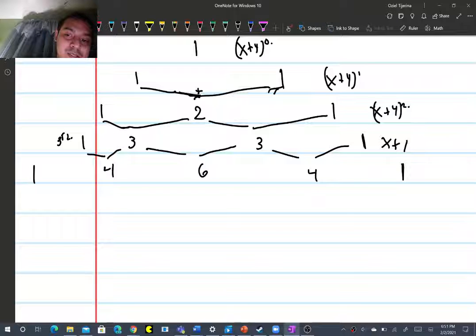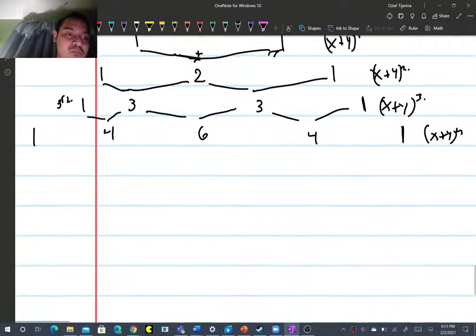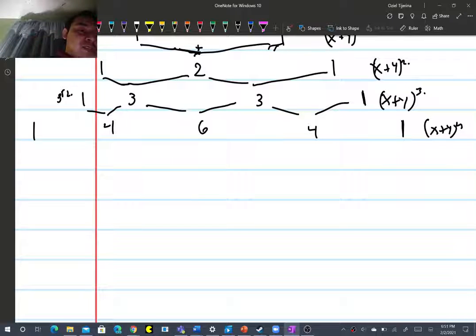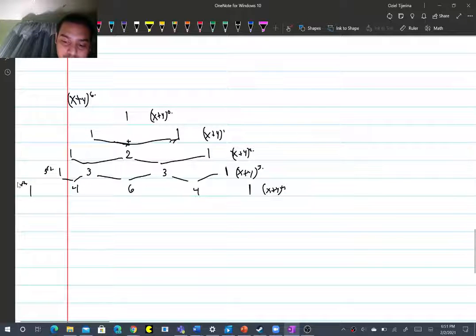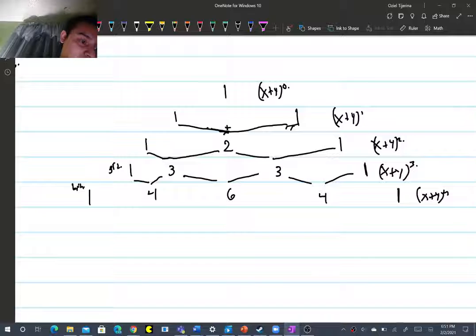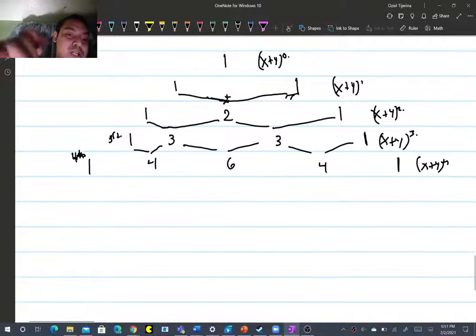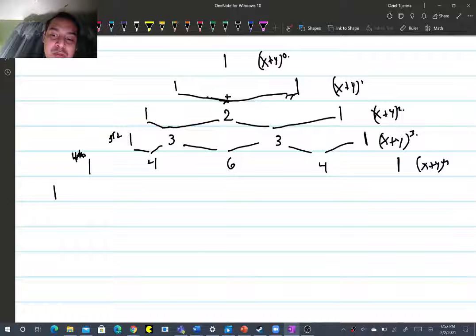This is x plus y cubed. This is x plus y to the 4th power. And we want to get to x plus y to the 6th. So this is the 4th term. Now, we're going to do the same thing. As we go down, we're adding, and we're putting another 1 right here. The first thing I would do as I go down is put 1s on each side, a little bit like a tree, making kind of a triangle.